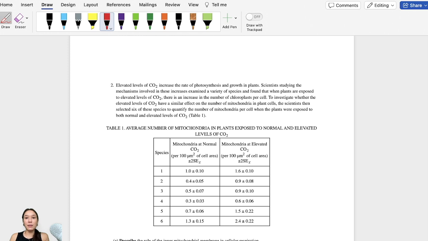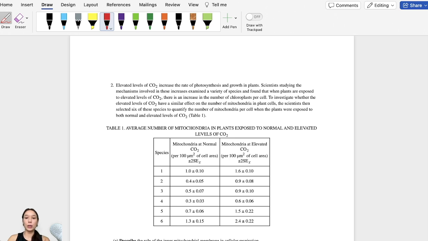It says elevated levels of CO2 increase the rate of photosynthesis and growth in plants. Scientists studying the mechanism involved in these increases examined a variety of species and found that when plants are exposed to elevated levels of CO2, there is an increase in the number of chloroplasts per cell. To investigate whether the elevated levels of CO2 have a similar effect on the number of mitochondria in plant cells, the scientists then selected 6 of these species to quantify the number of mitochondria per cell when the plants were exposed to both normal and elevated levels of CO2 in table 1.